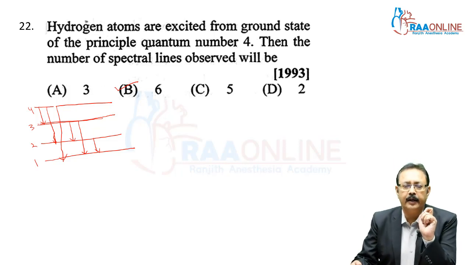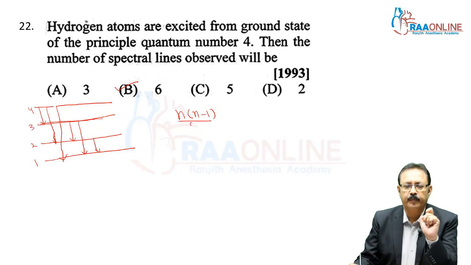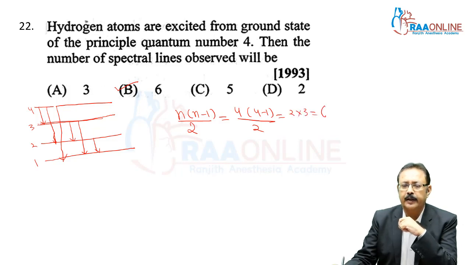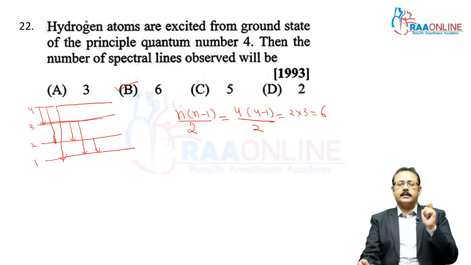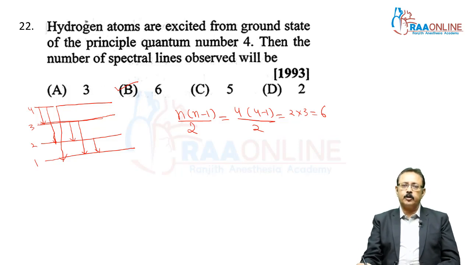Or if you are in principal quantum number n, the number of spectral lines you can also calculate by n into n minus 1 by 2. In this case, n was 4. So 4 into 4 minus 1 by 2 means 2 into 3, which is 6. In this way also you can calculate the number. If an atom is in the excited state of principal quantum number 6, how many spectral lines are possible? n is 6, so 6 into 5 by 2 means 15.